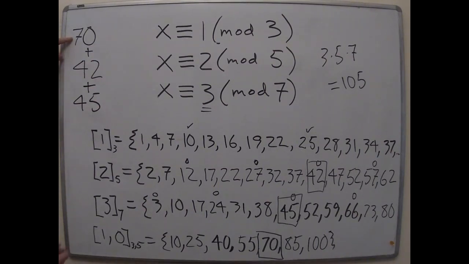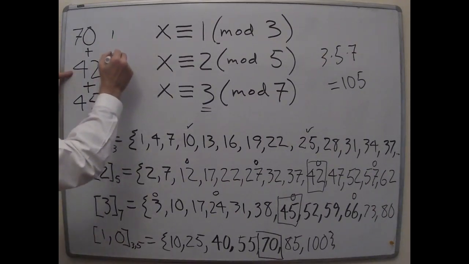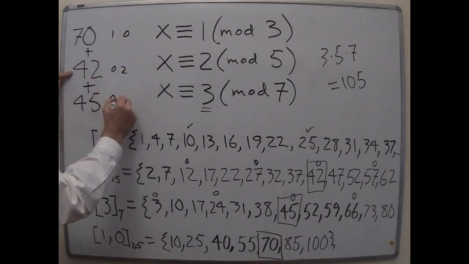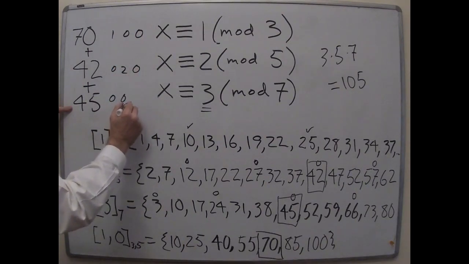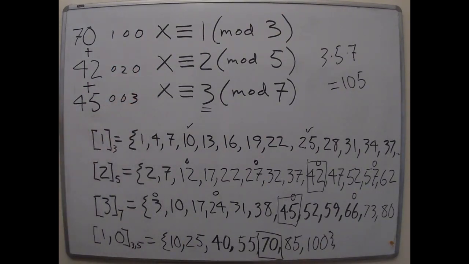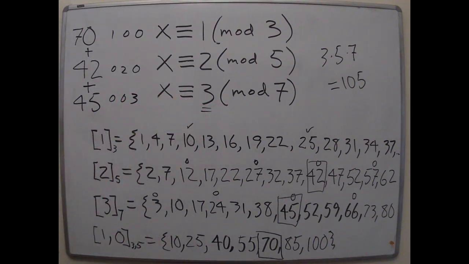Because this guy makes it be like 1, 0, 0. This guy makes it be like 0, 2, 0. And this one makes it be like 0, 0, 3. For each of the moduli, right? I hope that made a little bit of sense.